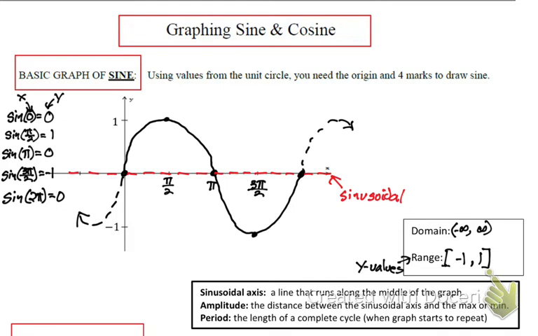The next thing is amplitude. It is the distance between the sinusoidal axis and the max or min. The way I look at it is, we have a sine graph that goes from here to here. Your amplitude is half that distance from your lowest to highest. Your amplitude, I'll do it in purple, is going to be this distance right here. And that distance is 1.